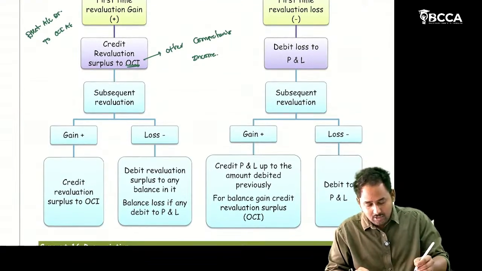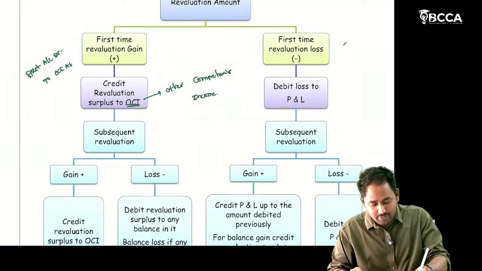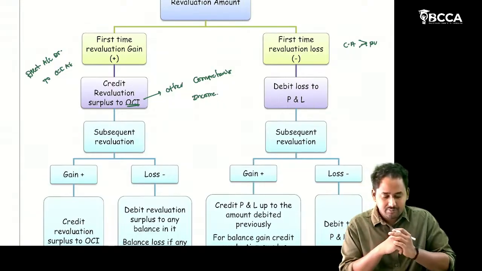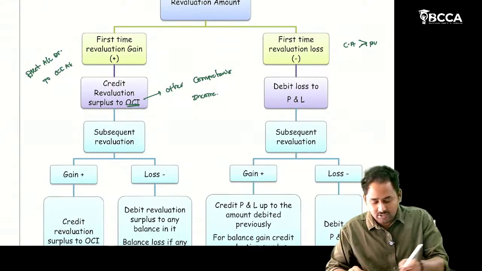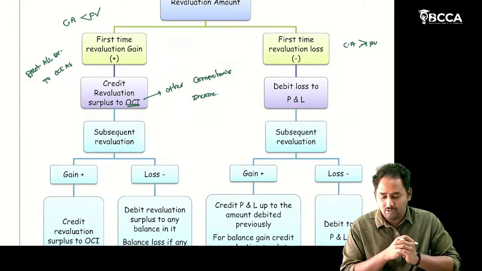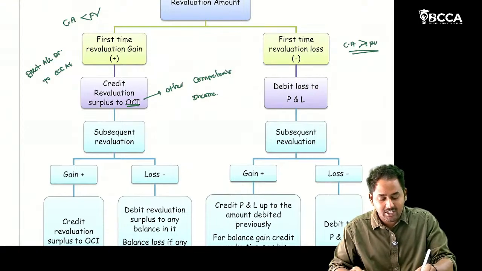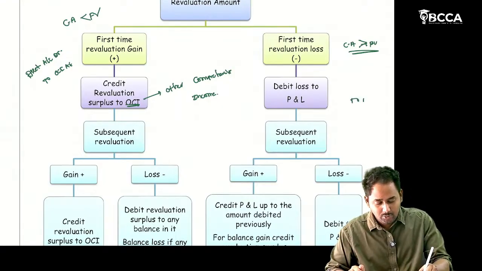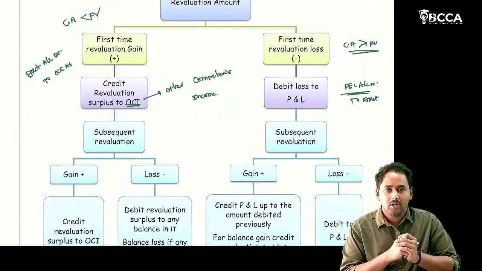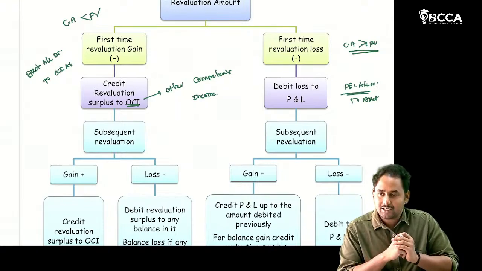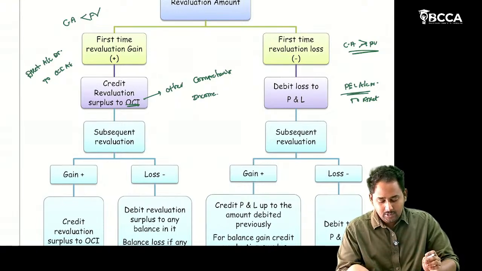Then second, if it is a loss, you have compared the carrying amount with the fair value. In this case, the carrying amount is greater than the fair value. So what do I need to do? I need to decrease the asset. So to asset, then what account should be used? P&L account debit. The revaluation loss should be transferred to the P&L account, and the revaluation gain should be transferred to other comprehensive income.